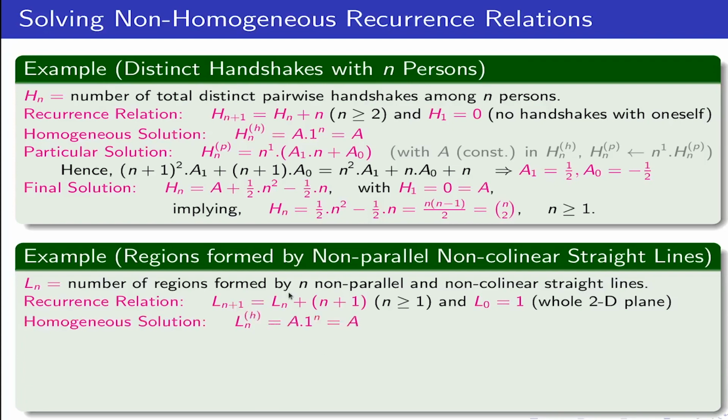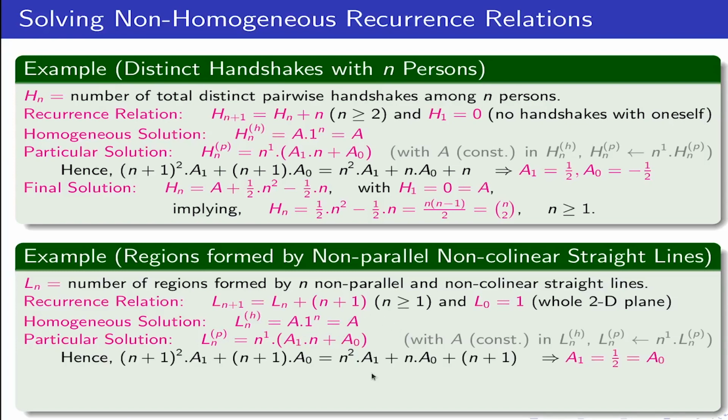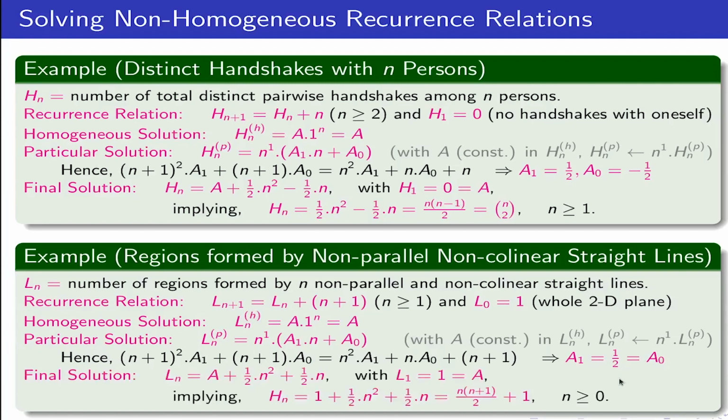So when we do that, the homogeneous solution is a simple one. It's A1 to the power n. And the other solution again we will seek as A1 n plus A0. Again A0 coincides with this one. So we need to go for relaxation, and then if I relax it here, this time A1 and A0 become half, and then my solution becomes A plus half n square plus half n, which is as we formulated in our earlier case, that is n into n plus 1 by 2 plus 1.